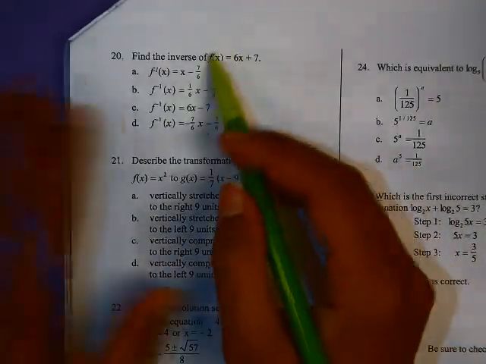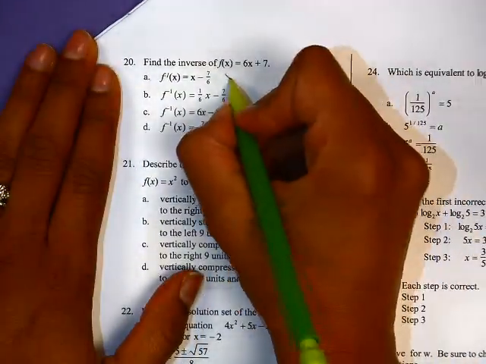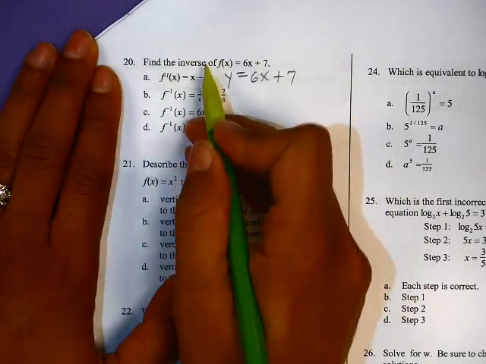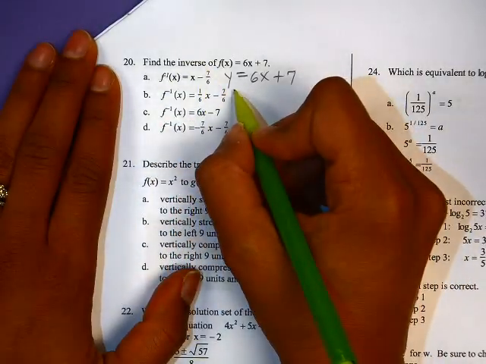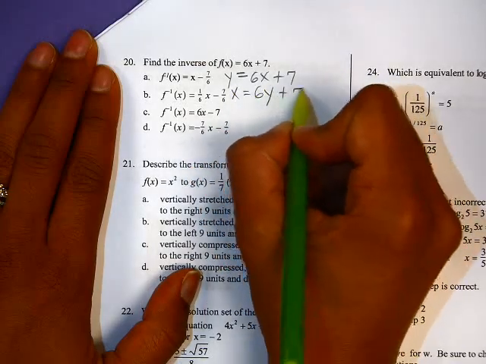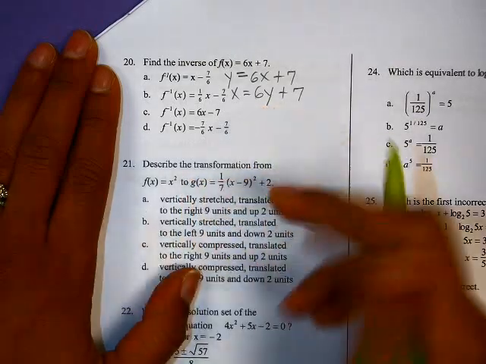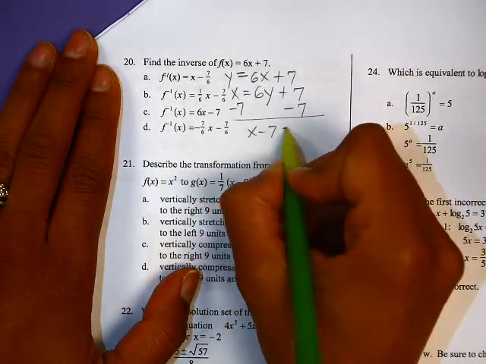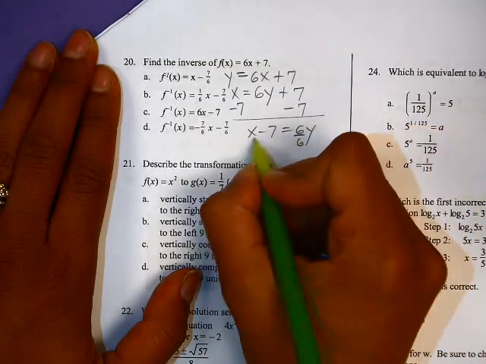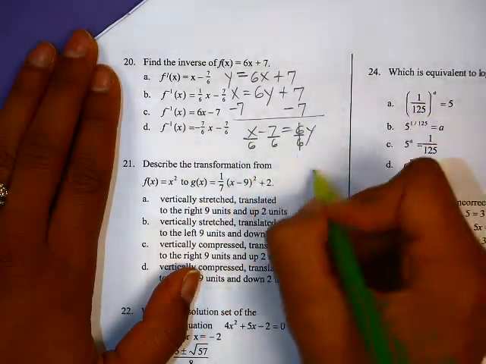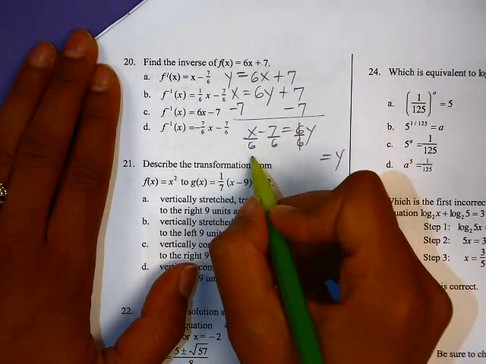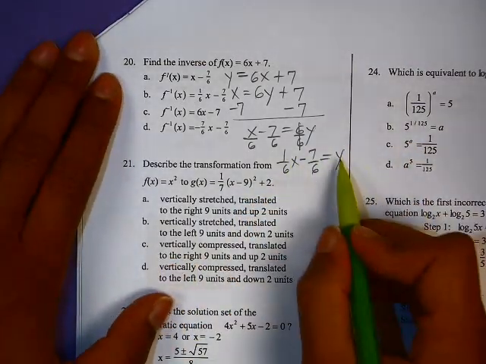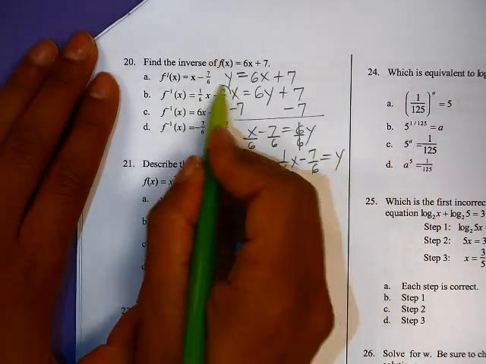In problem 20, we find the inverse of the function. So first step is to change our f of x to y. And the definition of an inverse is that the x and the y values are switched. So if we replace the y with x and replace the x with y, we can then isolate the y to find the inverse function. So subtract 7 from both sides. So x minus 7 equals 6y. And we need to divide by 6 across to isolate the y. So we have y equals x over 6, which is equivalent to 1/6 x. So our inverse function is 1/6 x minus 7/6, which is option B.